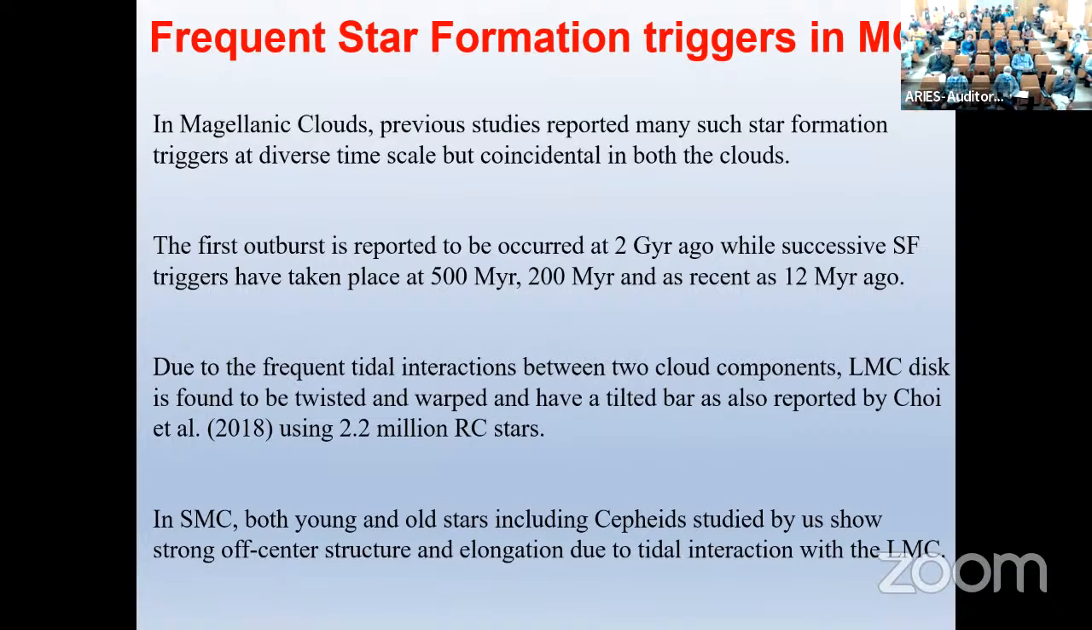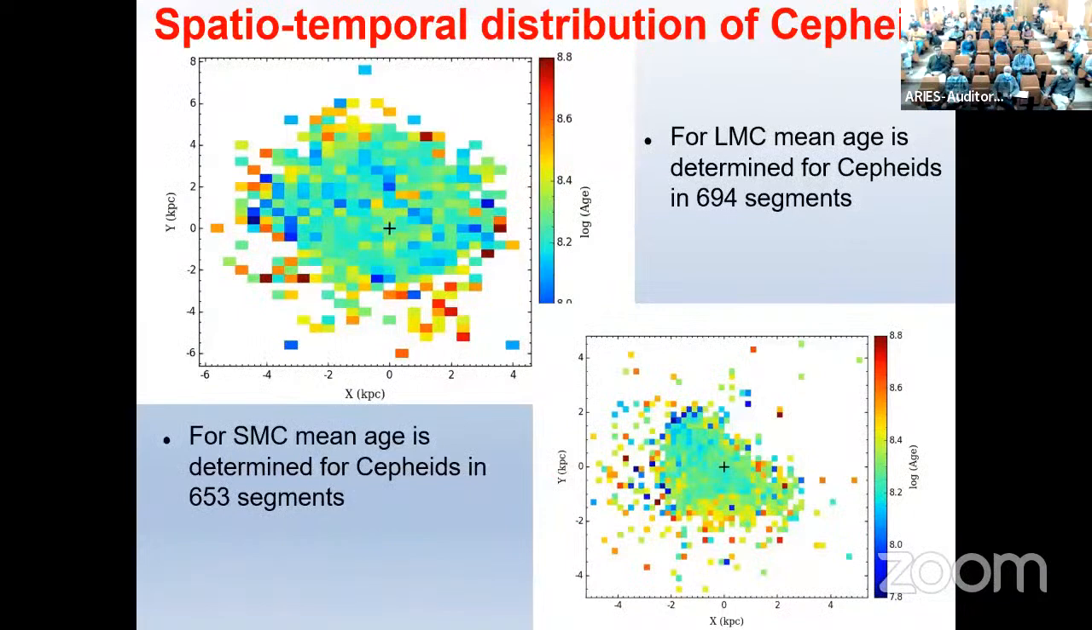Other studies, as I said, have also reported this kind of observation, where 200 million years ago they saw a star formation trigger in the Magellanic Clouds. And then what we did is this spatial distribution of the Cepheids, color-coded by the age of the Cepheids. Again, what we have shown is in segments. These are the 133 segments for the LMC and 129 segments for the SMC. What we have noticed here is that the old Cepheids are closer to the peripheral region in both the LMC and SMC, and relatively younger Cepheids are in the center part of the cloud.